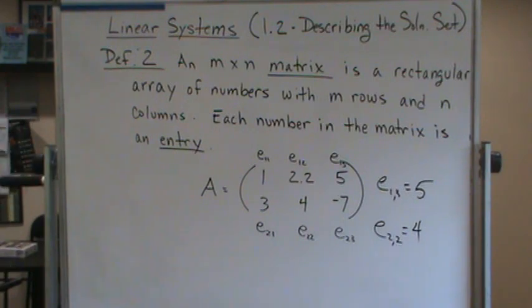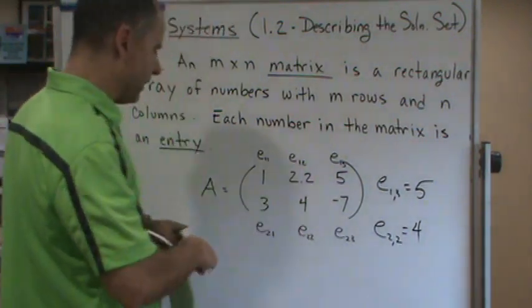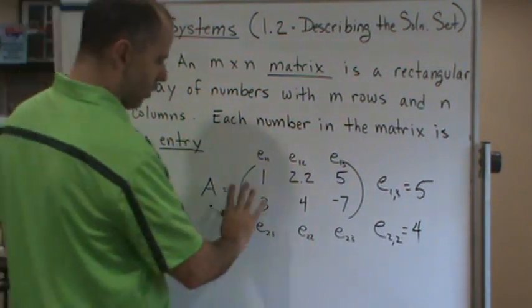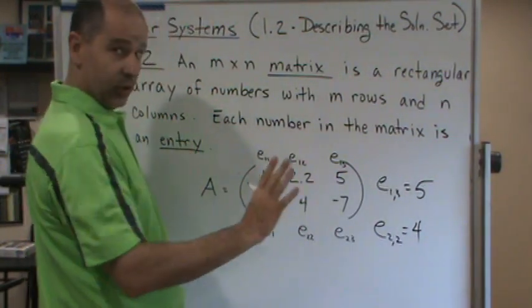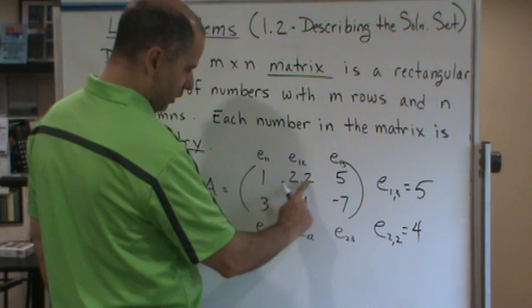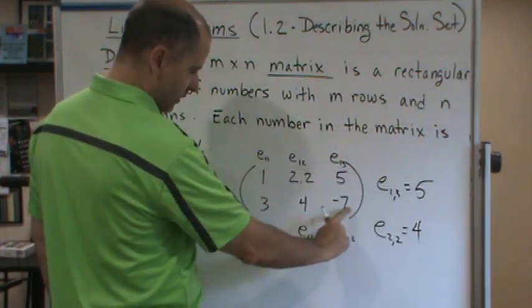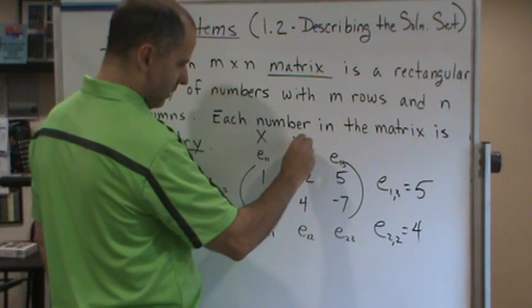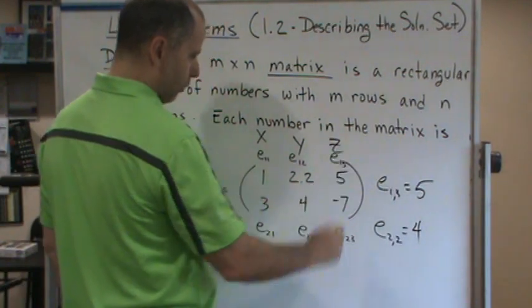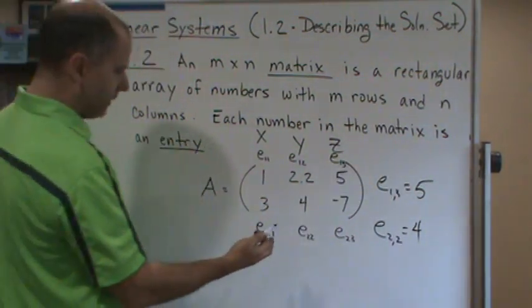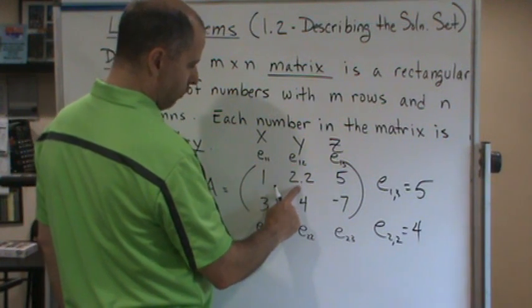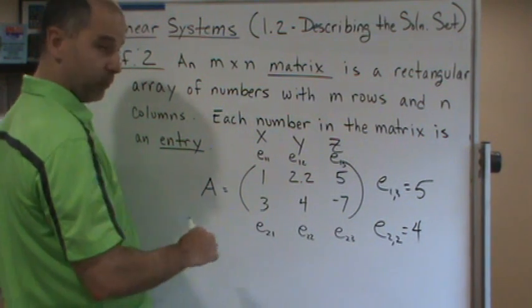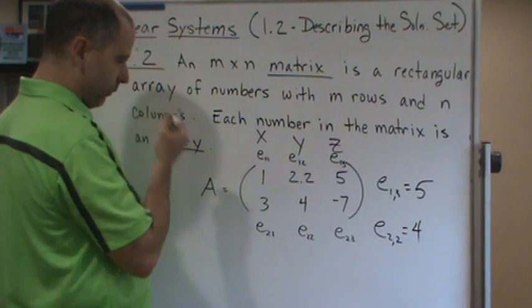Now when we use matrices, keep in mind these columns represent the variables. The numbers here are all the coefficients of each linear equation. So this is the coefficients of one linear equation, and these are the coefficients of the other linear equation. This column represents the x's, this column represents the y's, and this column represents the z's. So if I wanted to rewrite this, this would be 1x plus 2.2y plus 5z. For example, for that linear combination, not linear equation, and so on.